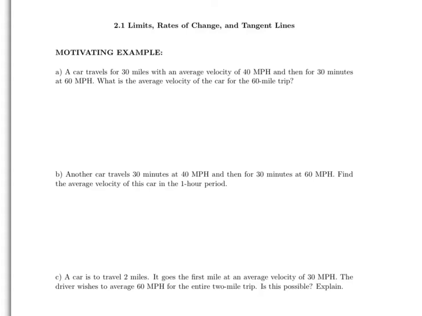And then the last one is a car is to travel 2 miles and it goes the first mile at an average velocity of 30 miles per hour. And the driver wants to average 60 miles per hour for the entire 2-mile trip. Is this possible? Explain. So by the end of this section, we should be able to answer these questions based on what we're going to look at about limits, rates of change, and tangent lines.